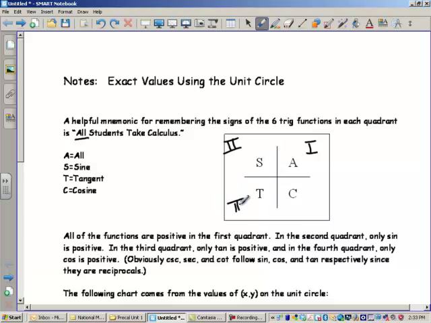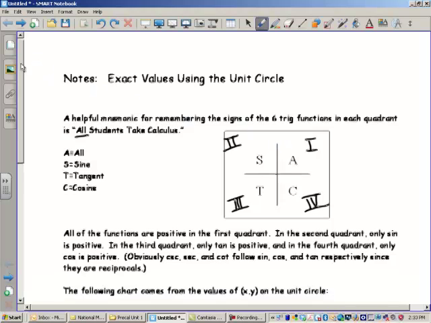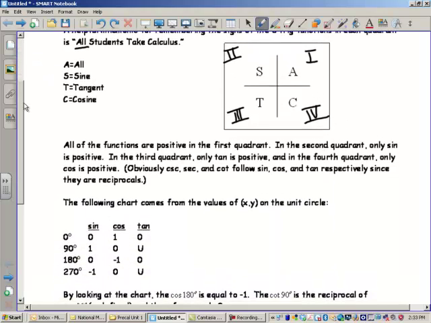And then in quadrant 3, tangent is the only one that's positive. Sine and cosine are both negative in quadrant 3. And then C stands for cosine in quadrant 4. It's the only one of the three that's positive there. So it's all students take calculus. That's the mnemonic for that. If you do your reference angles correctly and you label your sides, you won't have to worry about that.